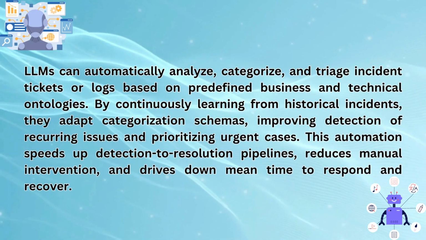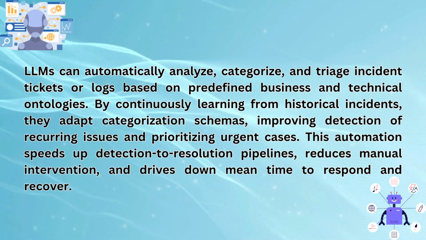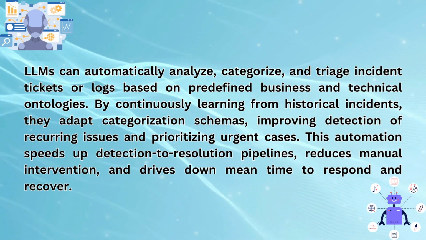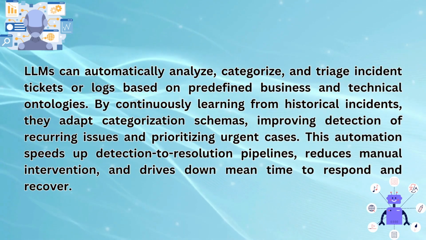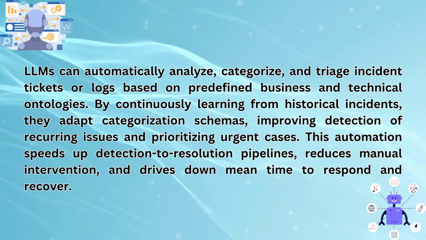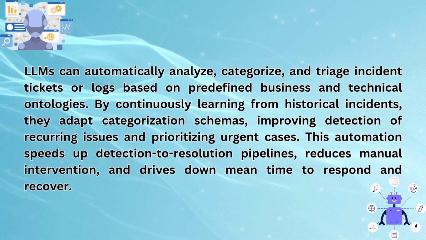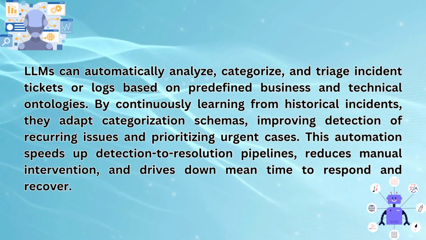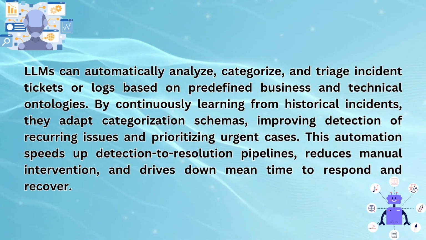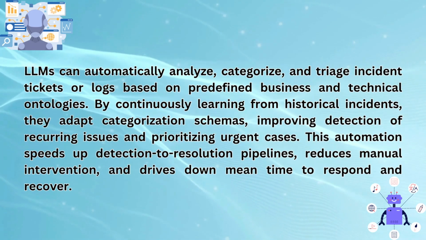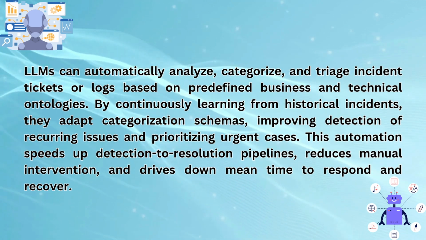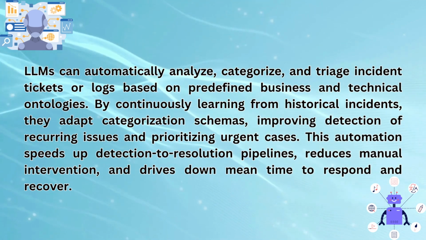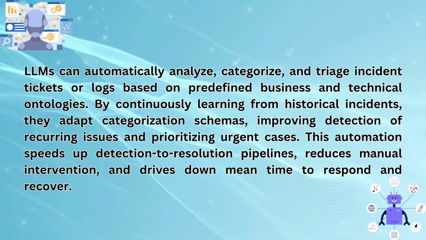How can large language models enhance enterprise incident categorization and triage? LLMs can automatically analyze, categorize, and triage incident tickets or logs based on predefined business and technical ontologies. By continuously learning from historical incidents, they adapt categorization schemas, improving detection of recurring issues and prioritizing urgent cases. This automation speeds up detection to resolution pipelines, reduces manual intervention, and drives down mean time to respond and recover.